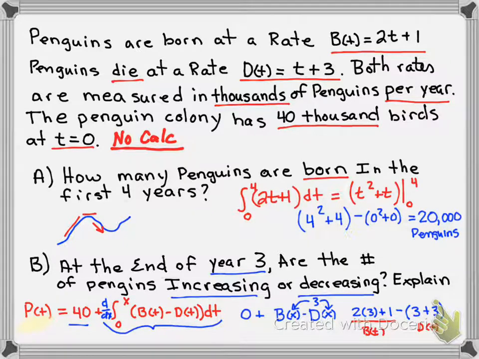Well, as you can see here, 2 times 3 is 6 plus 1 is 7, minus 3 plus 3 is 6. So we have a rate of 7 minus 6, or 1, and this 1 represents thousands again. So we really have 1,000 penguins per year, but mostly we care about the fact that this is a positive 1. Since we have a positive 1, our number of penguins is increasing.